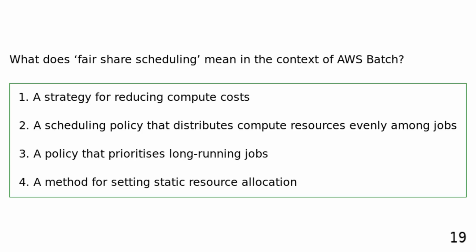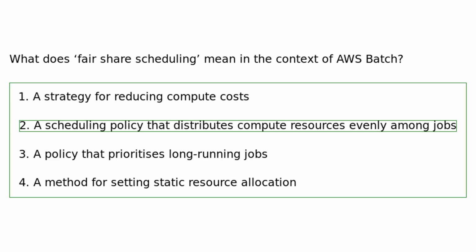A strategy for reducing compute costs. A scheduling policy that distributes compute resources evenly among jobs. A policy that prioritizes long-running jobs. A method for setting static resource allocation. Fair share scheduling in AWS Batch is a policy that ensures compute resources are distributed evenly among jobs, preventing any single job from dominating resource usage.